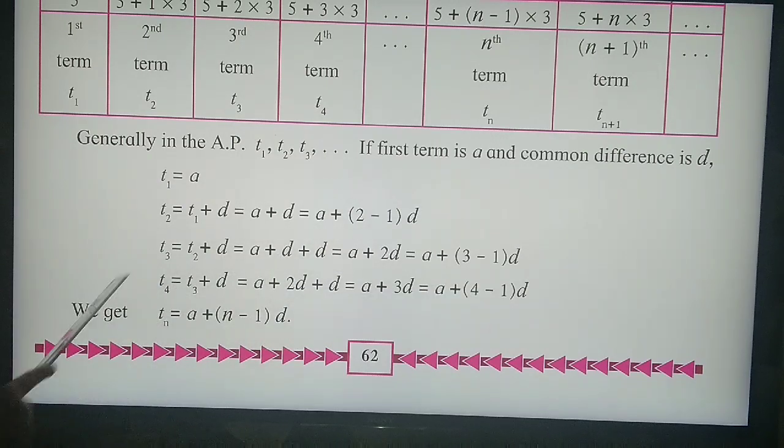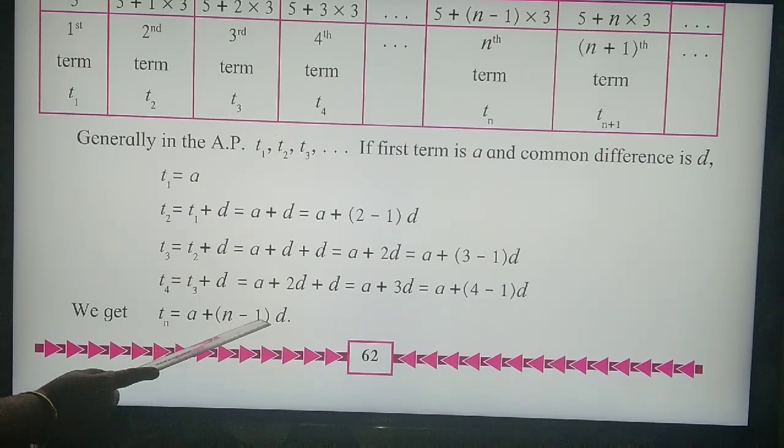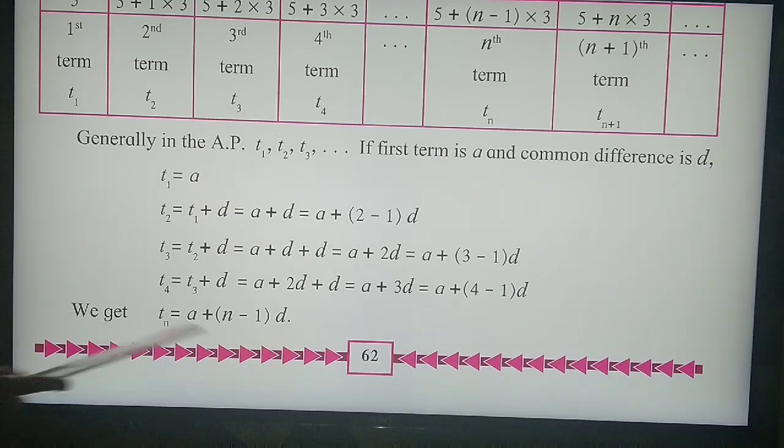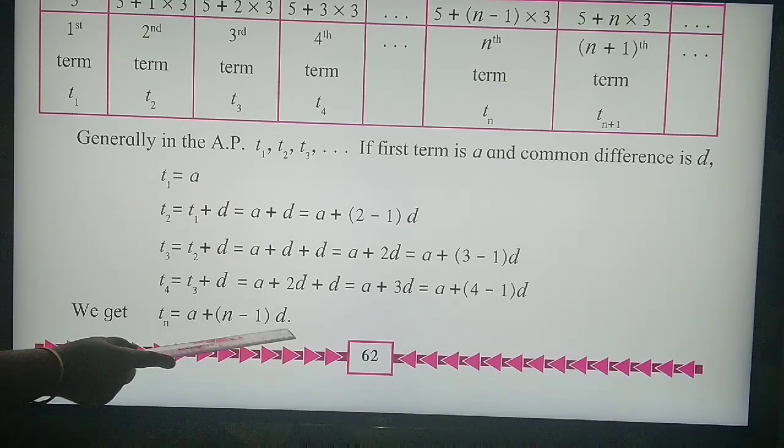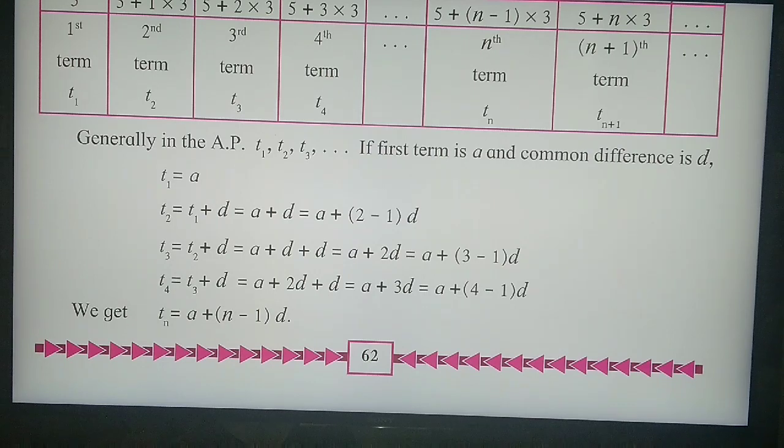So in this we get the formula Tn is equal to A plus n minus 1 D, where A means the first term and D means the common difference. So this is our formula. Using this formula, we solve our next practice set 3.2.